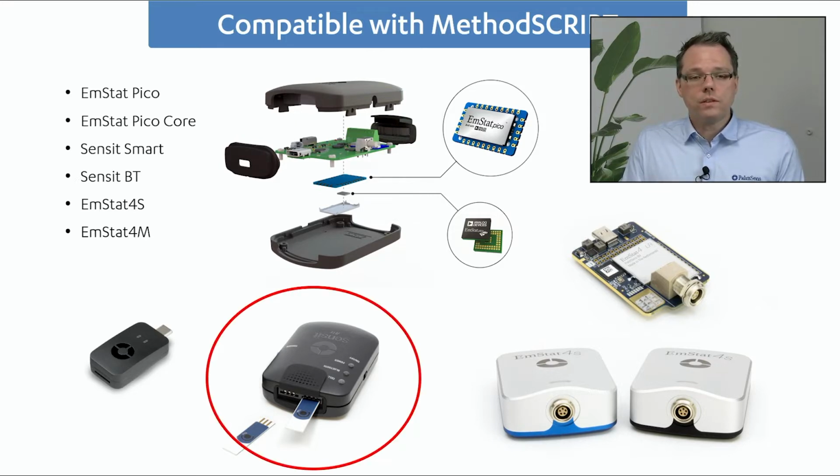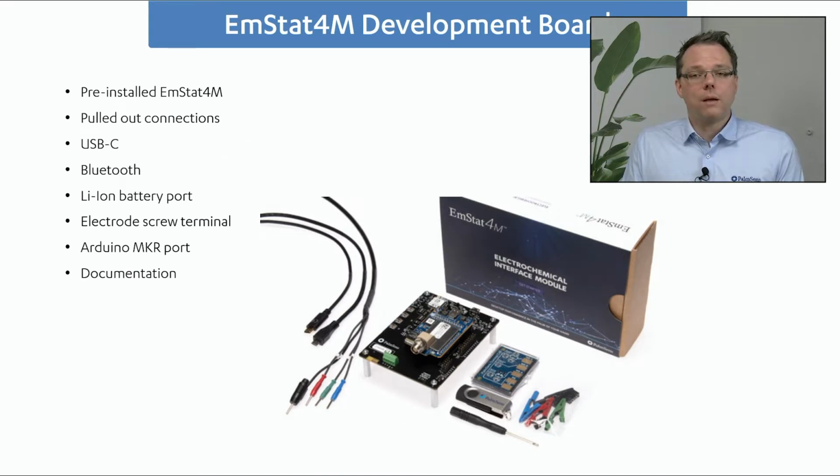Today, we're going to use the Sensit BT. I put here a red circle around it so you know which instrument you will see later. And we're going to use the EmStat4M Development Board, which is an EmStat4M that is already mounted on a development board. Development boards are great because they make it easier to play with hardware development because all the connections are available. Your EmStat4M is safely mounted onto this one, so you don't have to solder directly on it. And you have a few extra features. If you want to know details about this, just visit our website, PalmSens.com, go to the OEM section, and you will find more details about these instruments.